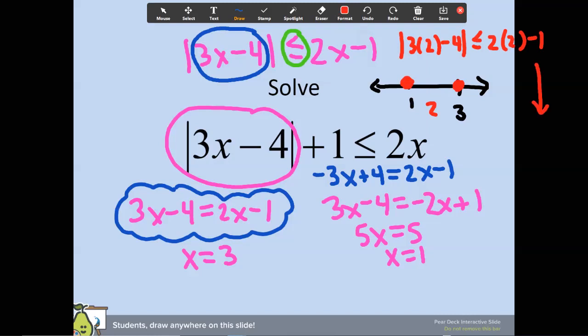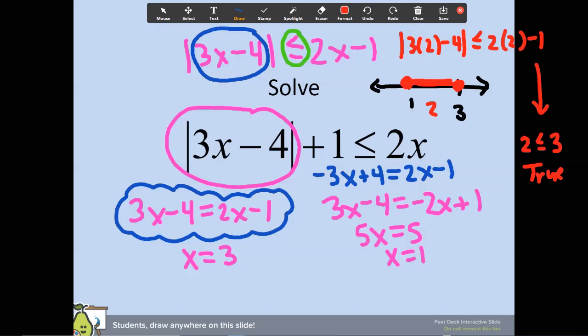So I'm going to get 6 minus 4 in absolute value, which is a 2, less than or equal to 2 times 2, which is 4, 4 minus 1, which is 3. Is 2 less than or equal to 3? That is true. So since that's true, I shade where 2 was, which means I'm going to shade in between. So I'm going to get 1 to 3.